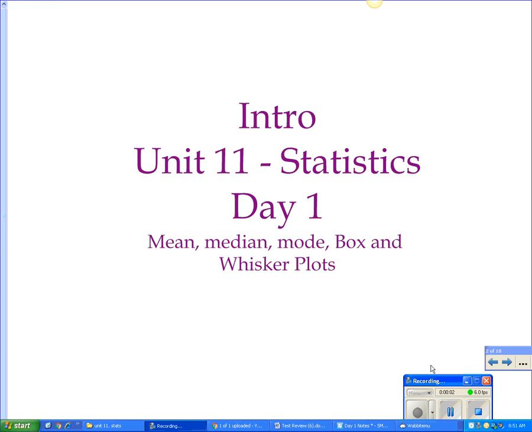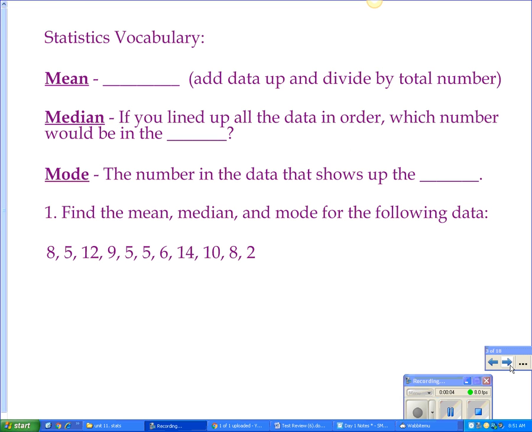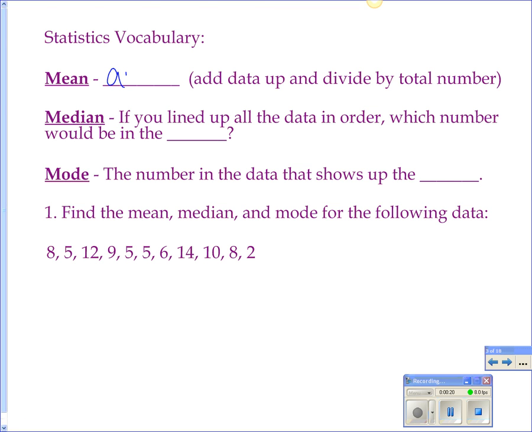Mean, median, mode, box and whisker plots are what we're going to go over today. You have seen some of this in middle school. The vocabulary that we'll be using, the mean. Does anybody know another word for mean from middle school? Average, good. Fill in the blank, please, on your notes. To get the average, you add all the data up and divide by the total number.